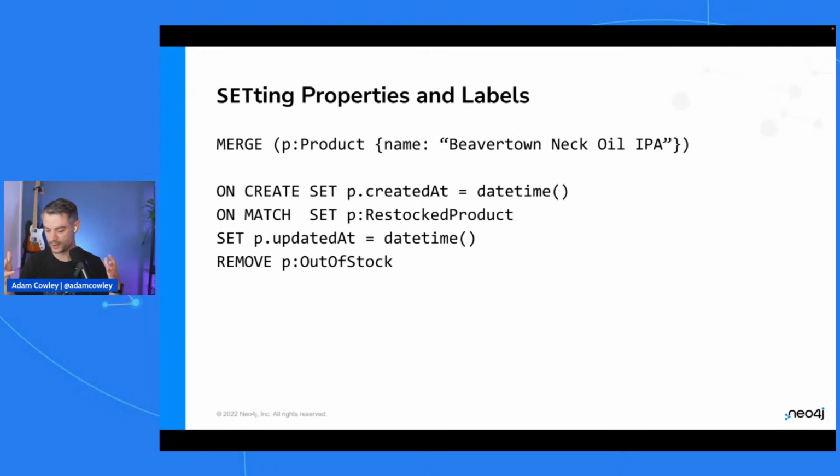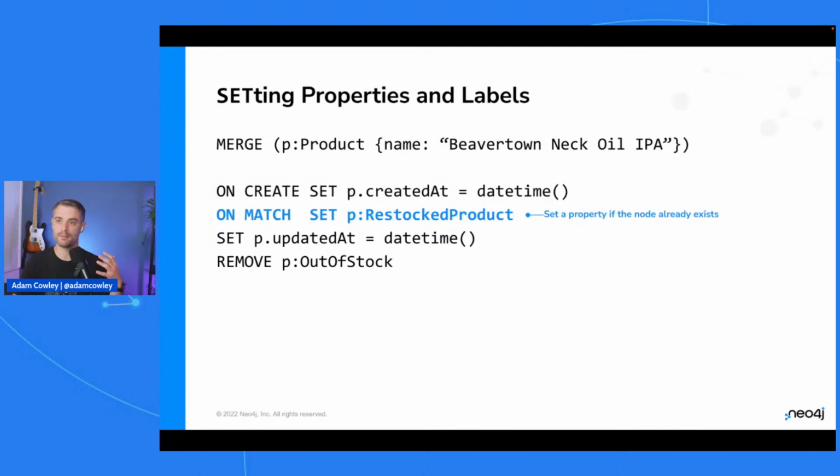We can define our properties as part of the pattern, but we can also use keywords to set these properties as well. And I guess two of the nice things that we can do with the merge statement is we can use ON CREATE SET and ON MATCH SET to conditionally set properties. So for example, when a node is first created, we can set a certain value on there, in this case a createdAt timestamp, and we're setting that to the current date and time.